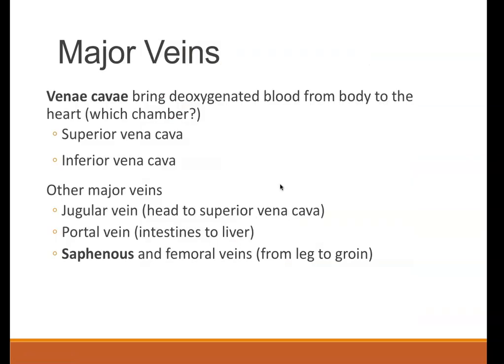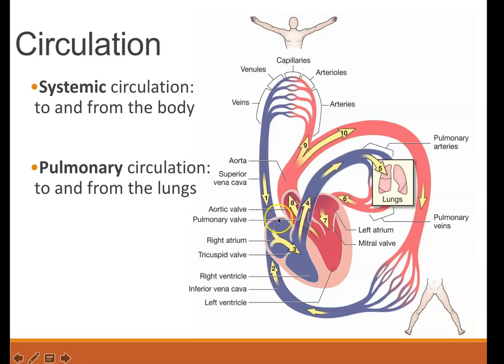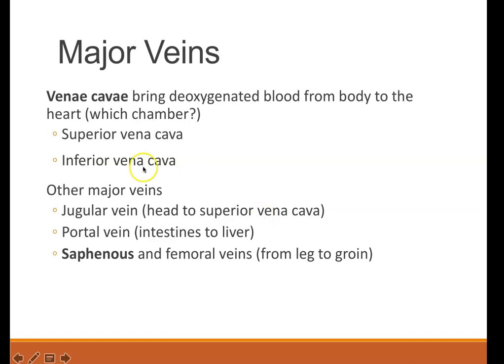Some major veins to know: the vena cava, which is singular, vena cavae is plural, are the two big vessels that bring blood into the heart from the body. I'll show you in this slide here. So here's the superior vena cava and the inferior vena cava, and of course they both bring blood to the right atrium of the heart.